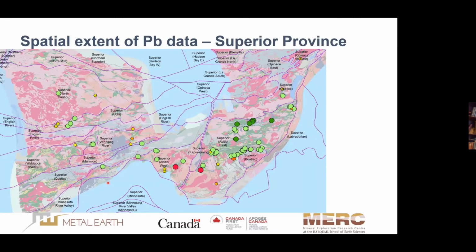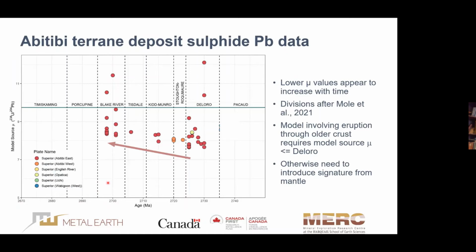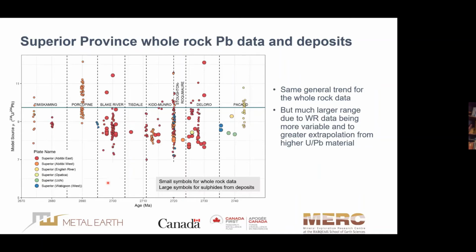Coming back in to focus on Superior again, if we look at the stratigraphic succession and variation of the deposit sulphide data, it's a relatively limited data set. There is an apparent slight increase in mu as one progresses up succession. We can bring in whole rock data, although it's more scattered and less trustworthy in the sense that one has to extrapolate from higher uranium-lead ratios, but the general pattern is similar.